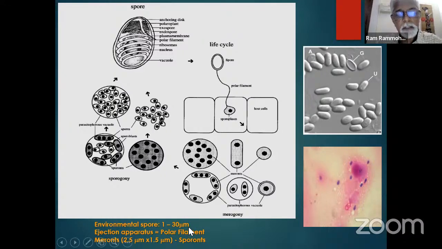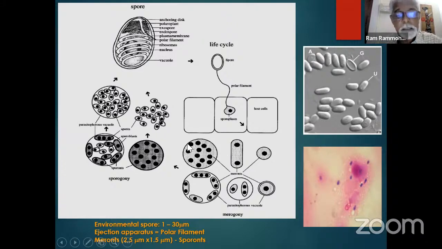So these environmental spores are quite varied in size, anywhere from 1 micron to 30 microns, depending upon genus and species. Briefly, once the epithelial barrier is crossed, the spore gets into the host cell and the ejection apparatus, the polar filament, injects a sporoplasm into the host cell, and the sporoplasm does the rest of its life cycle. There are two stages of the life cycle, merogony and sporogony. In a nutshell, it forms a clone of itself, varied types of spores, and this becomes the sporoblast, and then it bursts out of the host cell and infects the neighboring cells.